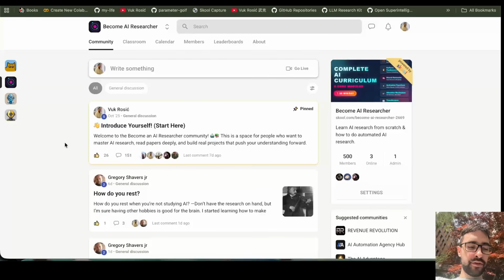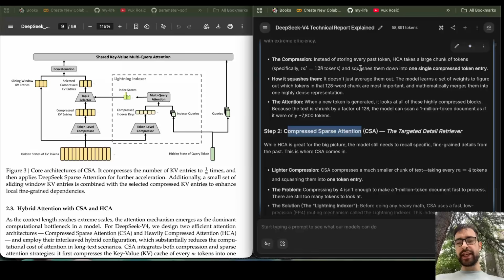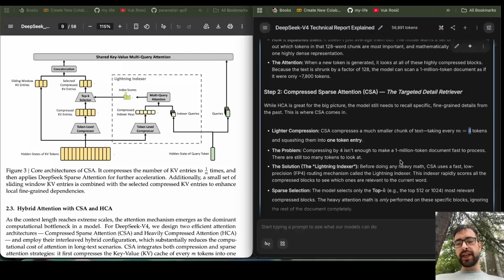There is also compressed sparse attention. This is for details, and it squishes 4 tokens into one, so it's a lot fewer tokens squished into one.